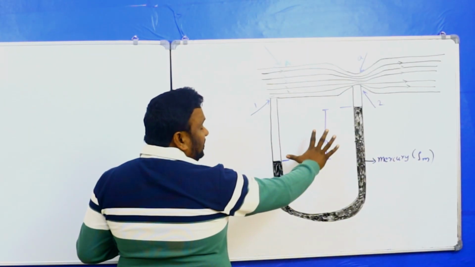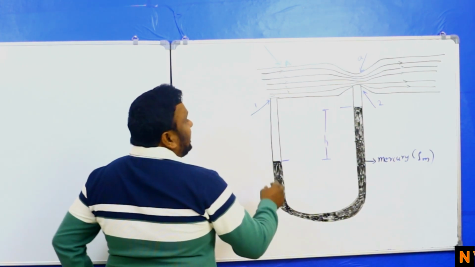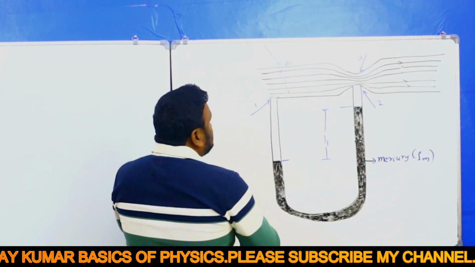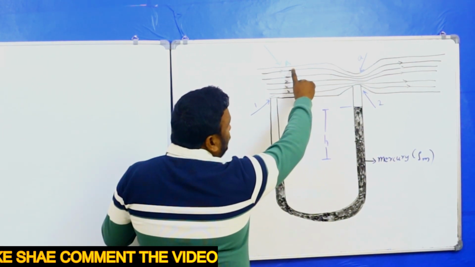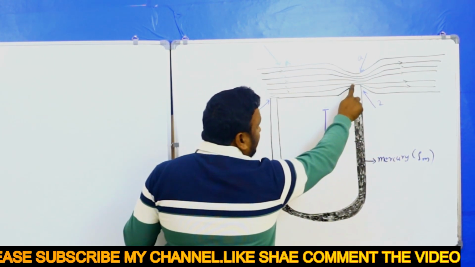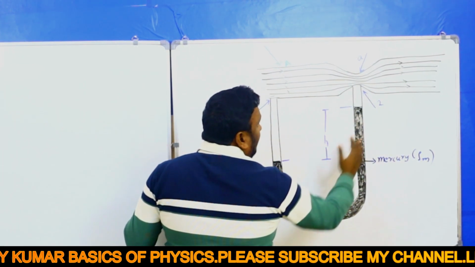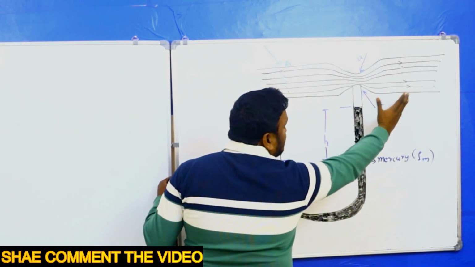This is the simple diagram of the Venturi meter. A Venturi meter consists of one tube like this. It has two areas. Here the diameter of the pipe is more, and here the diameter of the pipe is very less. And after that, the diameter increases again.